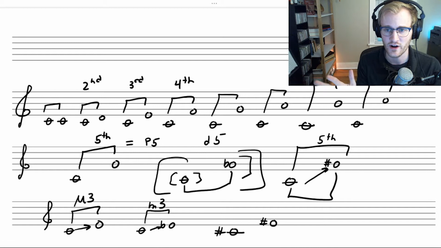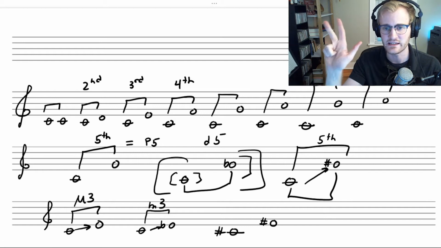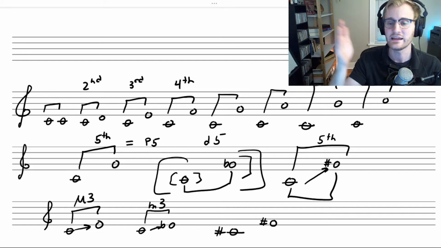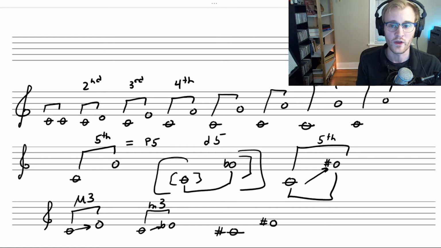Or it doesn't even matter if you start on C. I could say A, B, C, D. And I know that the distance from A to D is a fourth. Whether that's, as we'll talk about in a second, a perfect fourth or a diminished fourth or an augmented fourth, that we can figure out at a separate step. But knowing that it's a fourth is really, really important.